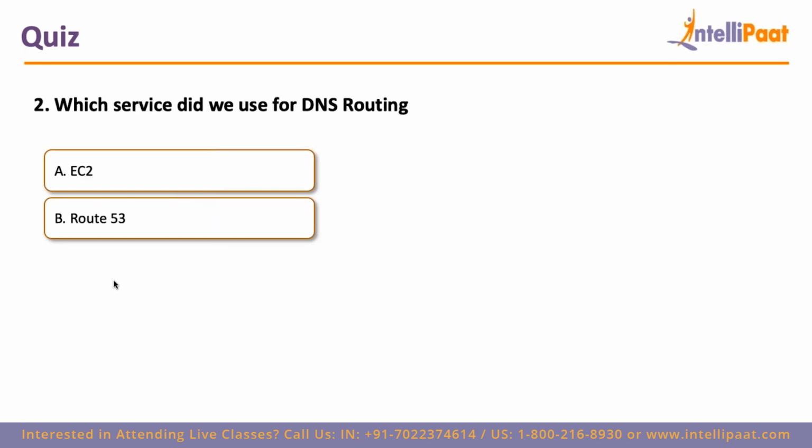Okay, next question. Which service did we use for DNS routing? Ganesh says A. Others are saying Route 53. Venkata Ranganand is saying EC2. Raghavendra is saying A. Tamilmani is saying EC2. No, guys. DNS routing basically means connecting your domain to your load balancer. So we used Route 53 to get those name servers, remember? And then we included those name servers on the Freenom website. So we used Route 53 for DNS routing.